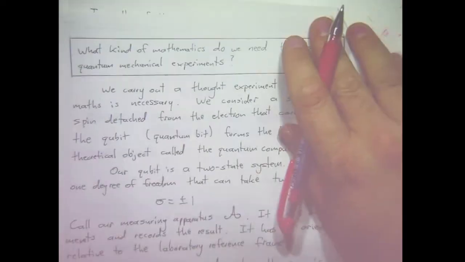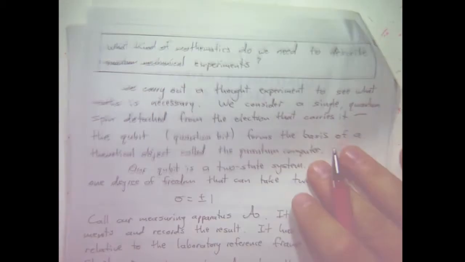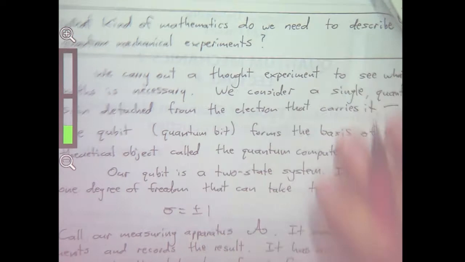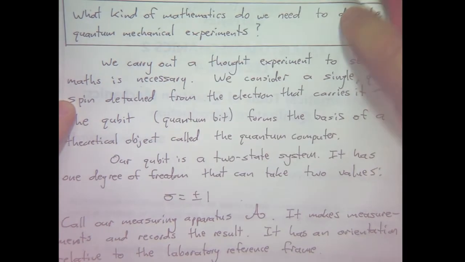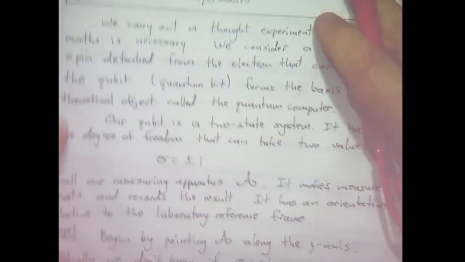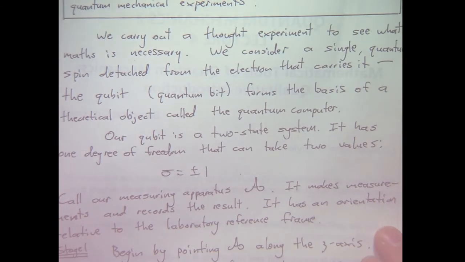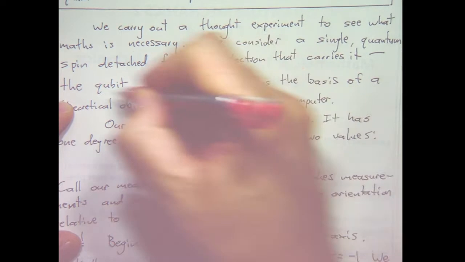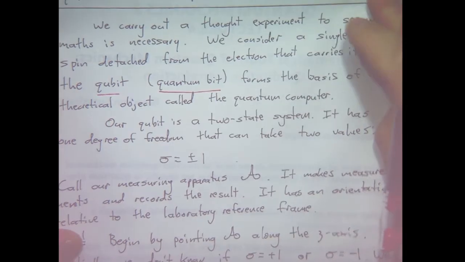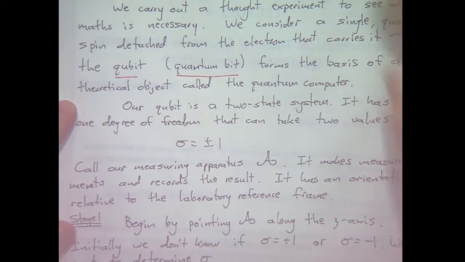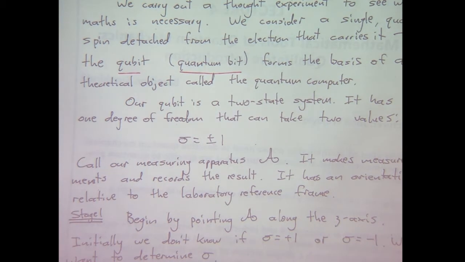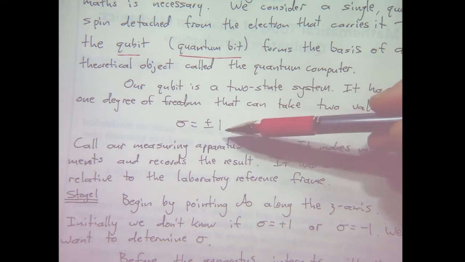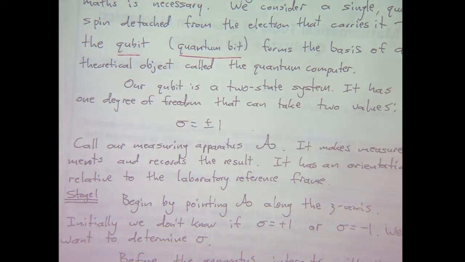Okay, so what kind of mathematics do we need to describe quantum mechanical experiments? We're going to carry out a thought experiment on something called a qubit. A qubit is a quantum bit, and it's essentially a two-state system. It can take two values, plus one or minus one.